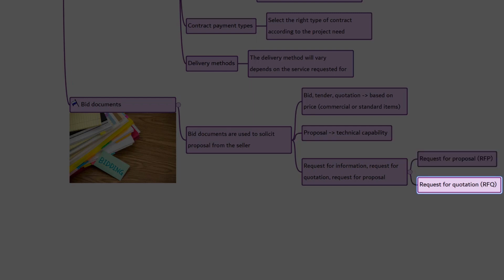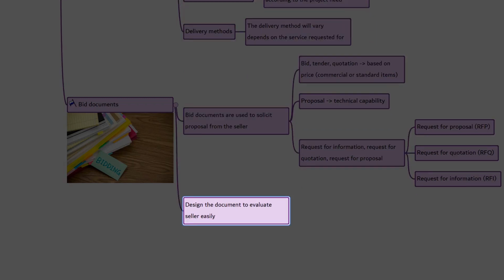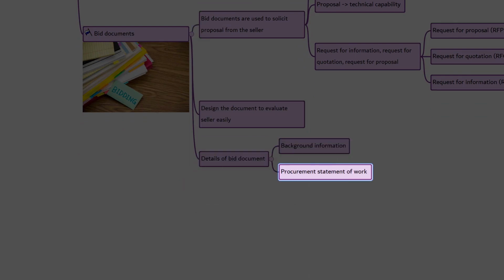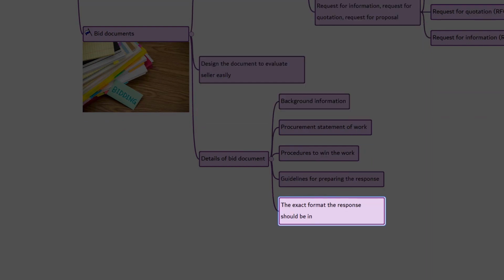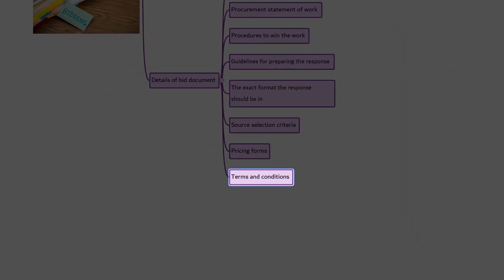The next, request for quotation. An RFQ is commonly used when more information is needed on how vendors would satisfy the requirements and/or how much it will cost. The next one is request for information, RFI. An RFI is used when more information on the goods and service to be acquired is needed from the sellers. It will typically be followed by an RFQ or RFP.